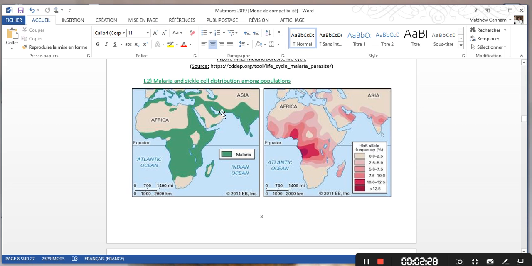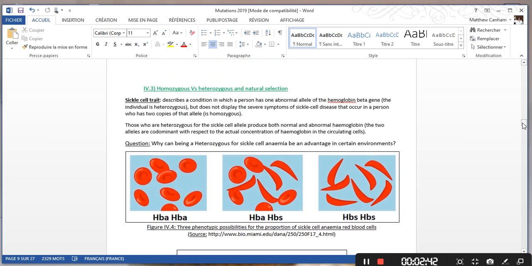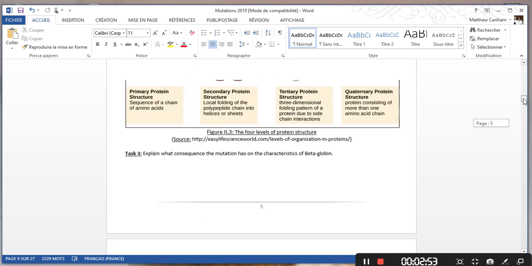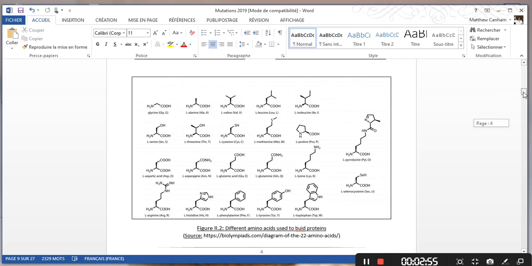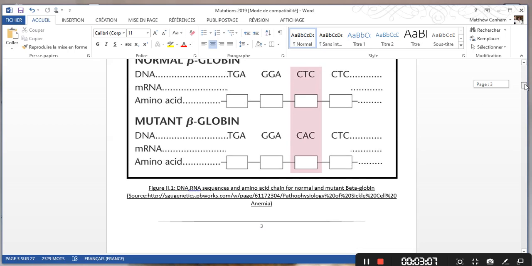But what's interesting is that if we compare it to the HBS allele, I'm going to explain what the HBS allele is. It's an allele which produces the mutated beta globin. So if we go back a few pages, the HBS allele is basically this DNA here of the mutant beta globin. It's the allele which produces the mutant beta globin.